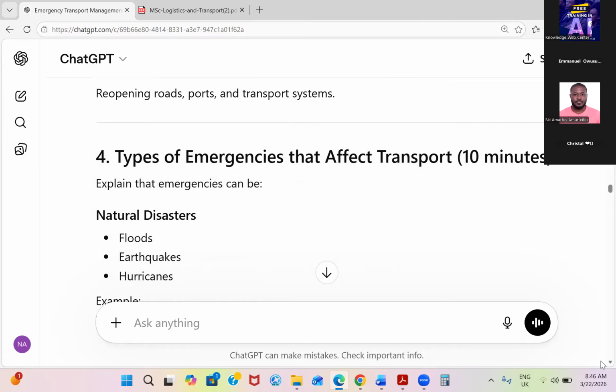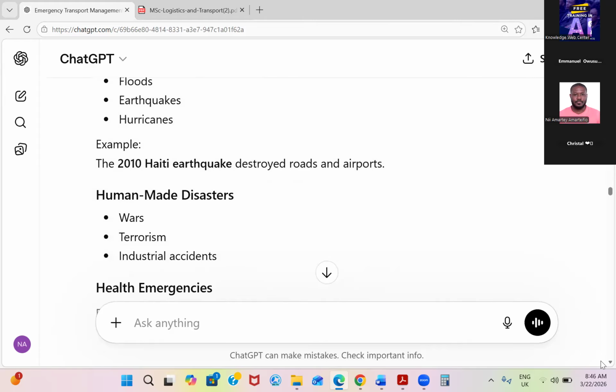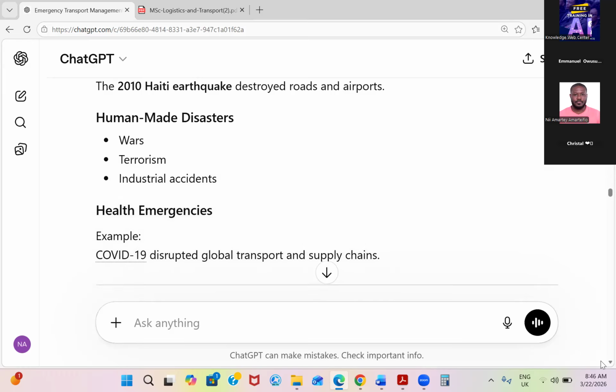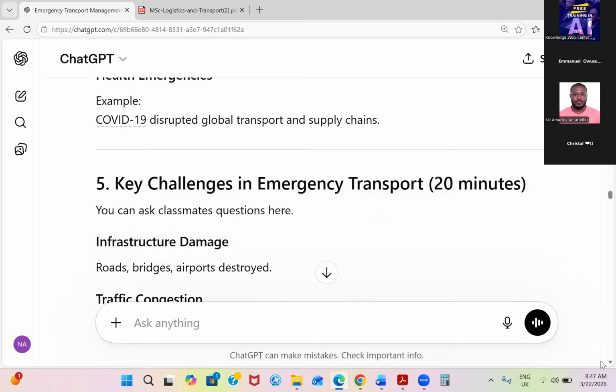Types of emergencies that affect transport. Natural disasters, such as floods, earthquakes, and hurricanes. Example, the 2010 Haiti earthquake destroyed roads and airports. Human-made disasters: wars, terrorism, industrial accidents. The war, an example is the Iran-US war. And then health emergencies, example COVID-19, which disrupted global transport and supply chains.